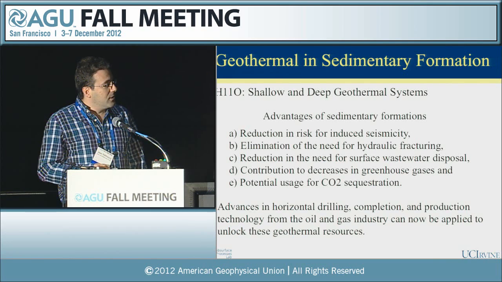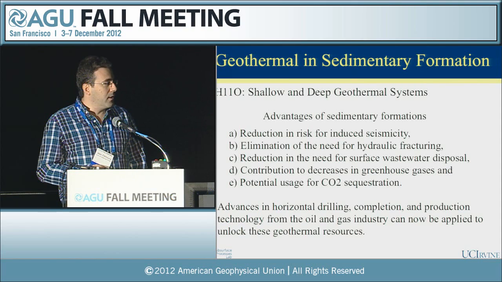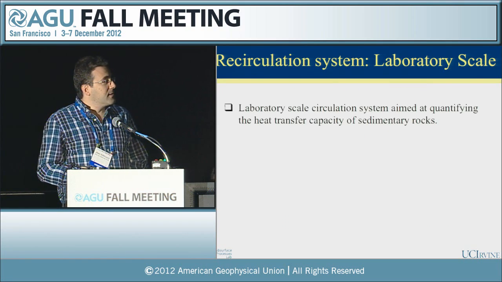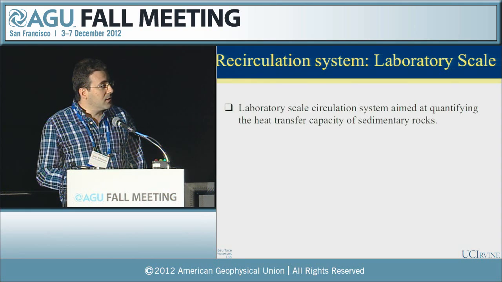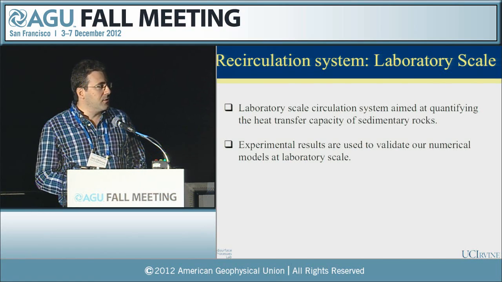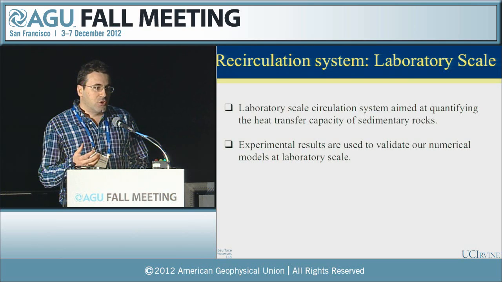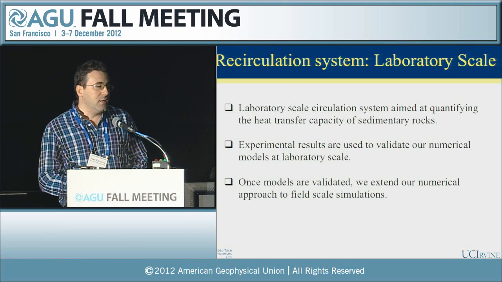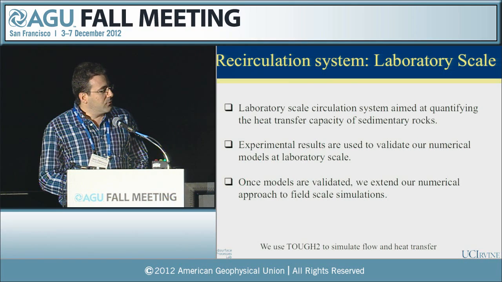And added to these advantages, new advances in horizontal drilling allow us to apply technologies from the oil and gas industry to these geothermal systems and sedimentary formations. So our work, as I said earlier in the title slide, is focused on lab-scale circulation systems and aimed at quantifying the heat transfer capacity of sedimentary rocks. We do these experiments, we try to characterize the heat transfer of the sedimentary rocks, and then we use these experimental results to validate numerical models that try to represent the lab experiments. Then, once we have these models validated, we extend our numerical approach to field-scale simulations. And just to mention that these models were done using the well-known TOUGH2 code.